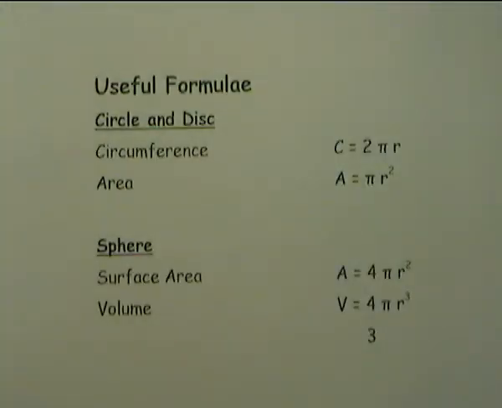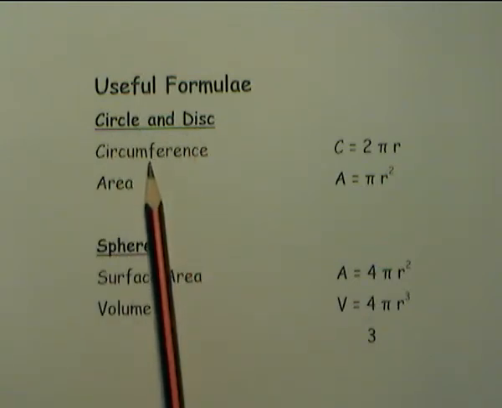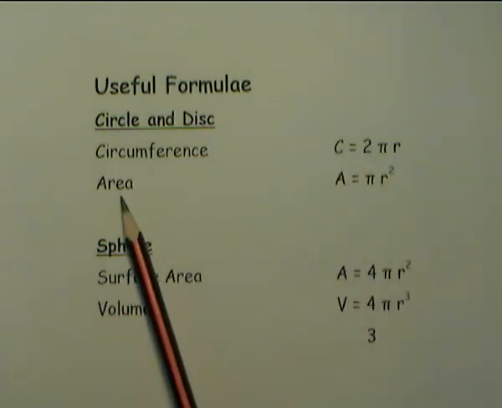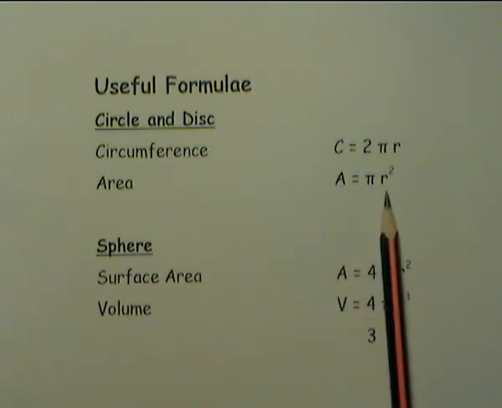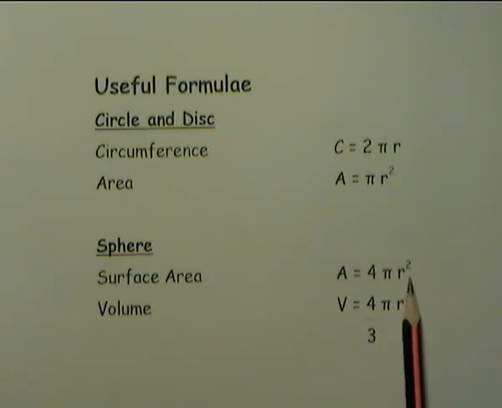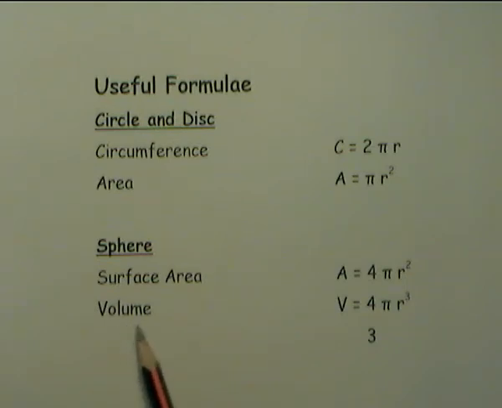And just to finish off with, here are some useful formulae that you might come across. For a circle or a disc, the circumference is c equals 2 pi r. The area is a equals pi r squared. If you're dealing with a sphere, the surface area is a equals 4 pi r squared, 4 times the area of a disc, you might notice. And the volume is v equals 4/3 pi r cubed.